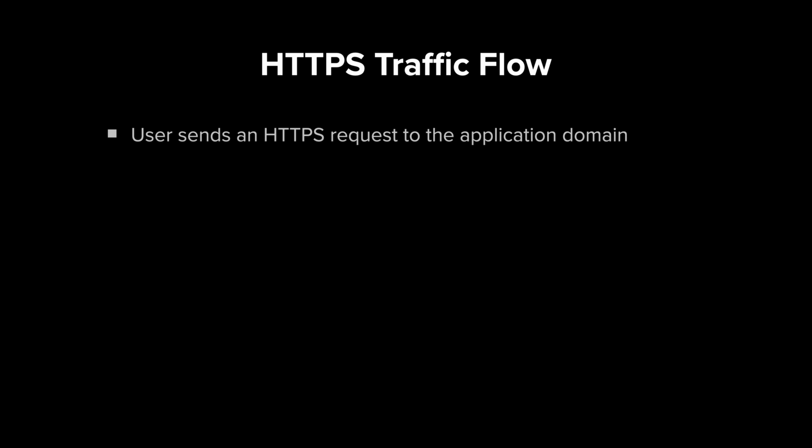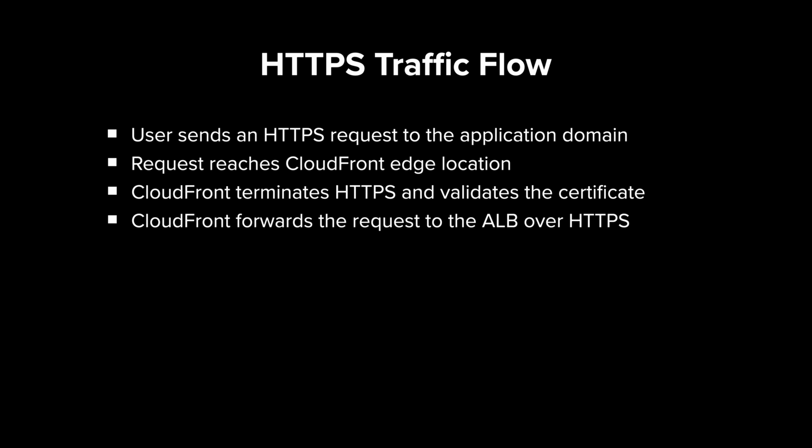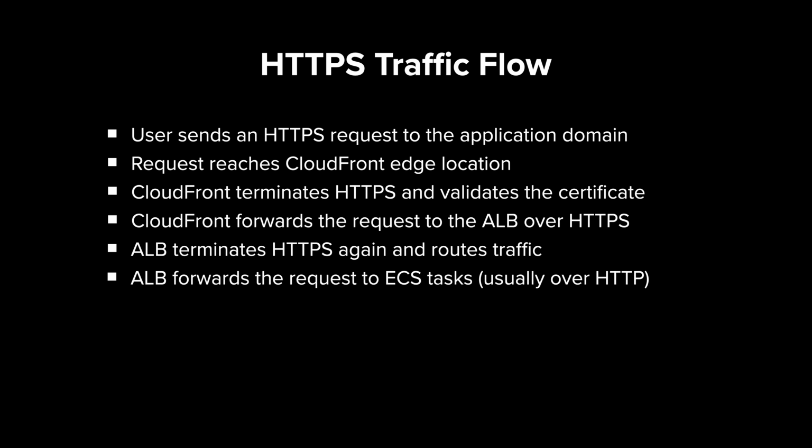Let's now walk through the complete HTTPS traffic flow when CloudFront is placed in front of an Application Load Balancer. First, the user sends an HTTPS request to your application's domain name. This request reaches the nearest CloudFront edge location, where HTTPS is terminated and the SSL certificate is validated. CloudFront then forwards the request to the Application Load Balancer, typically over HTTPS to keep traffic encrypted. The ALB terminates HTTPS again and uses its routing rules to select the correct target group. Finally, the request is forwarded to the ECS tasks, and this last hop is usually over HTTP inside the VPC.